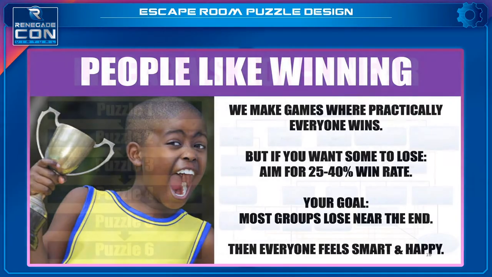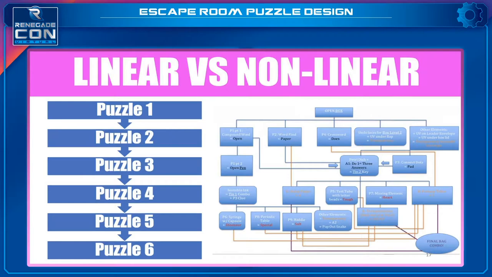So let's go to the next slide. Okay, so there are two different ways that we think about the flow and the map of the puzzles when we are designing, and that is linear versus nonlinear. A linear game is one where you have to solve puzzle one in order to get to puzzle two, and that gets you to puzzle three.